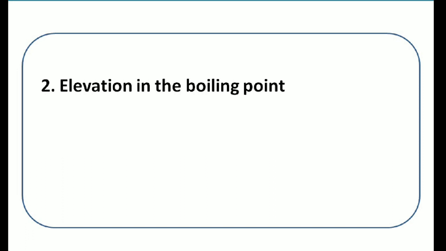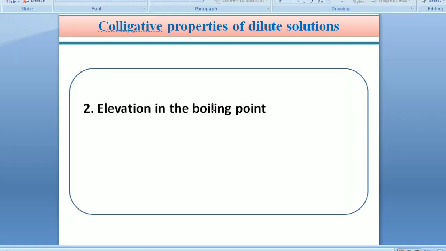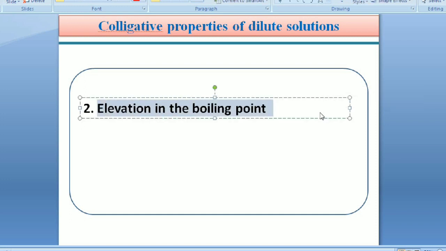Students, the next colligative property is elevation in the boiling point. Now we can see in detail what this elevation in the boiling point is. So students, the colligative property is elevation in the boiling point.